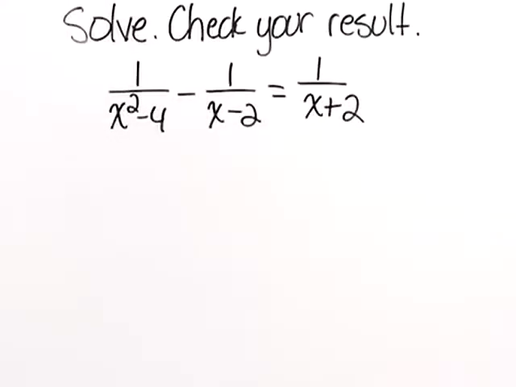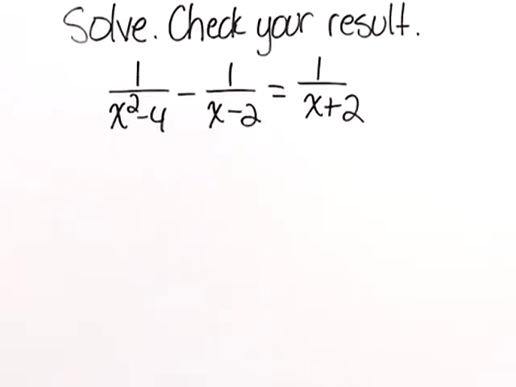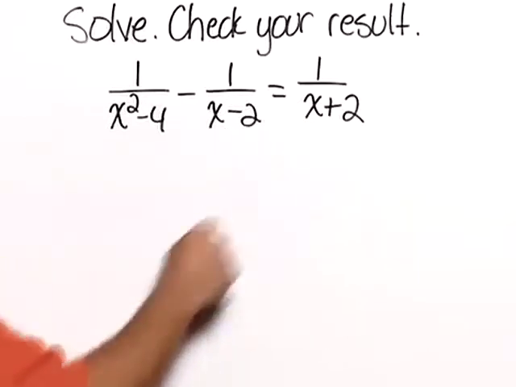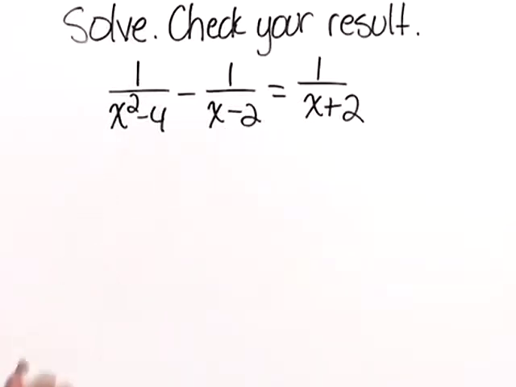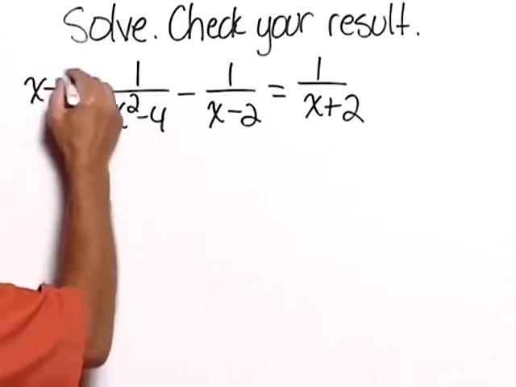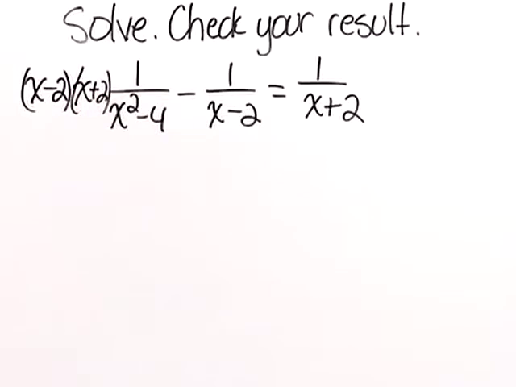Solve, check your result. We have the rational equation in which we want to multiply both sides by the LCD. Notice that the product of x minus 2 times x plus 2 is x squared minus 4. And therefore, the LCD is x minus 2 times x plus 2. So we multiply both sides by x minus 2 times x plus 2.